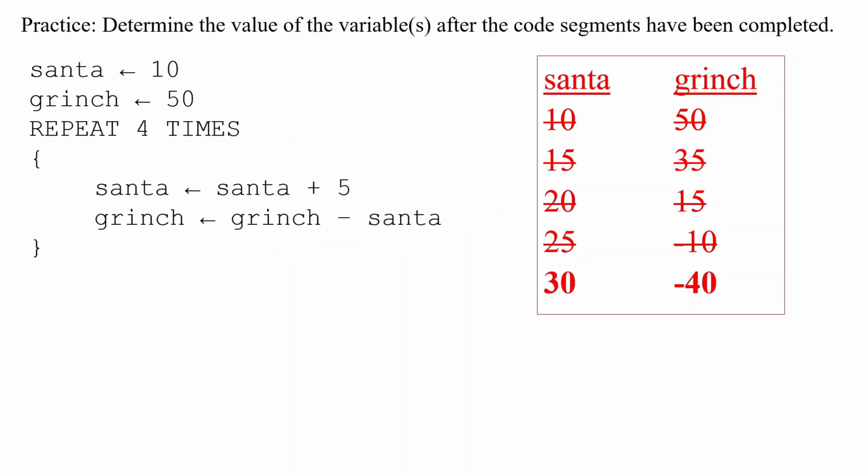So the more variables you have, the more you'll probably want to use this tracing table off to the side, do some scratch work, and make sure you're keeping track of how many times that loop runs.